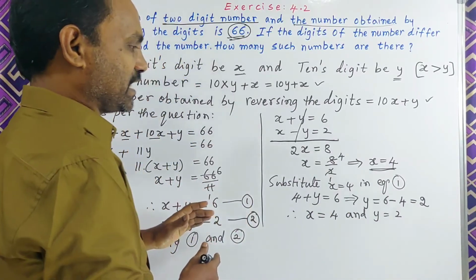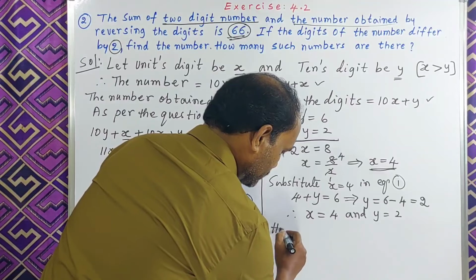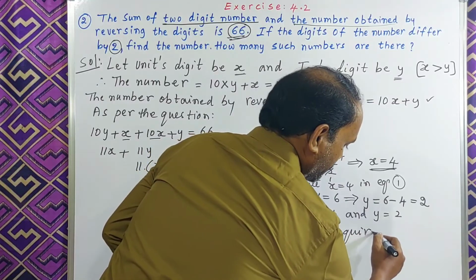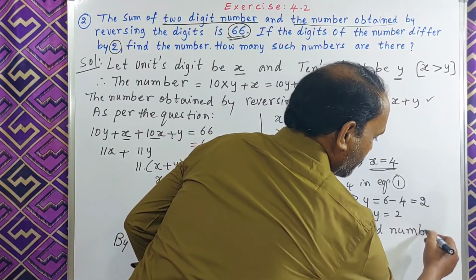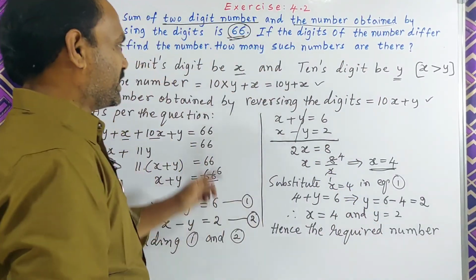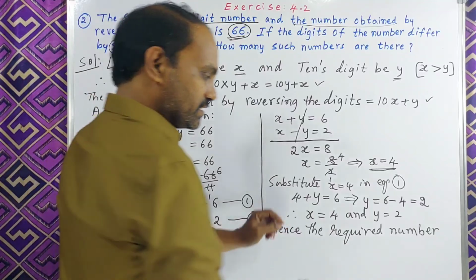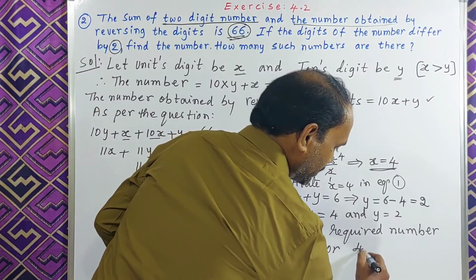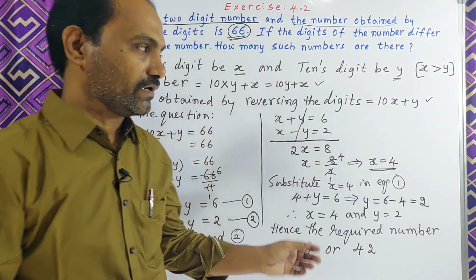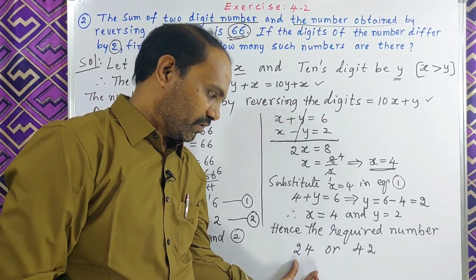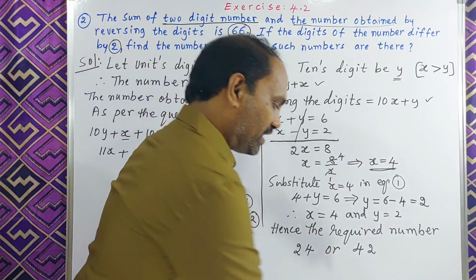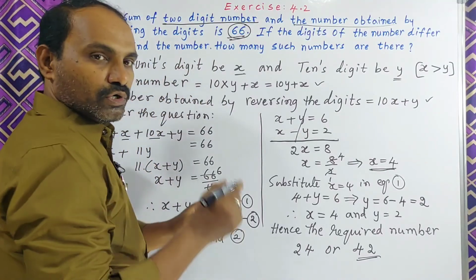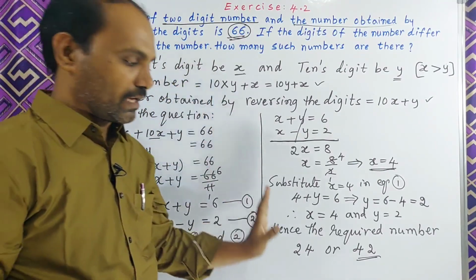Therefore, how many such numbers are there? You should write there: hence, the required number, with units digit x taken as 4 and tens digit 2, is 24 or 42 also. Why? Because he has not given that the digits differ by 2 in a particular order. So 24 or 42. This is our answer. How many such numbers are there? 2 numbers are there.